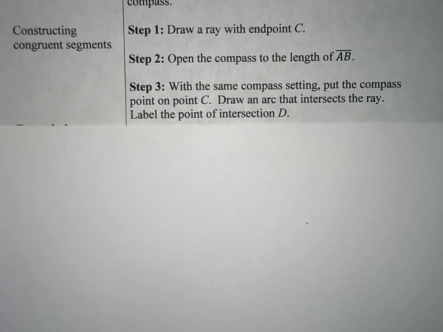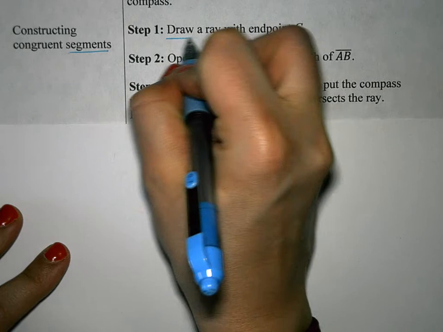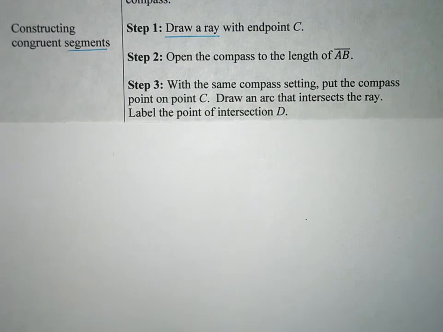So the first thing we're going to be doing is constructing congruent segments. Congruent segments: I'm going to give you a segment and I want you to copy it. That's what we're doing here. The first thing you're going to do is draw a ray with an endpoint called C. Like I said, you can use whatever you want or whatever the problem gives you. So if the problem gives you a specific one, you need to label it that.